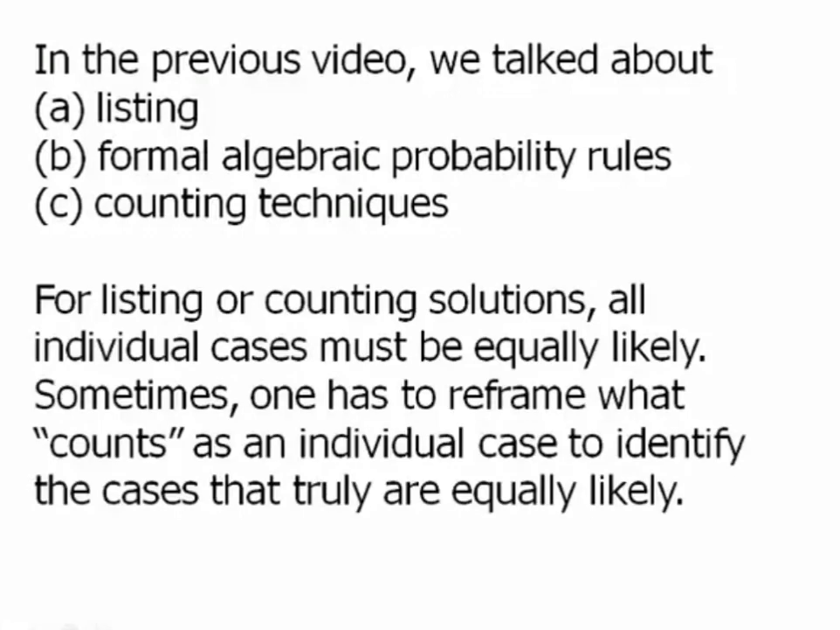For listing or counting solutions, all individual cases must be equally likely. Sometimes one has to reframe what, quote-unquote, counts as an individual case to identify the cases that are truly equally likely. So for example, suppose you're rolling two dice. You want to know the probability of getting a 7. Well, a not very good way to frame this would be to say, you roll two dice, you can get anything from a 2 to a 12. That's 11 possibilities. Getting a 7 must be one out of those 11.